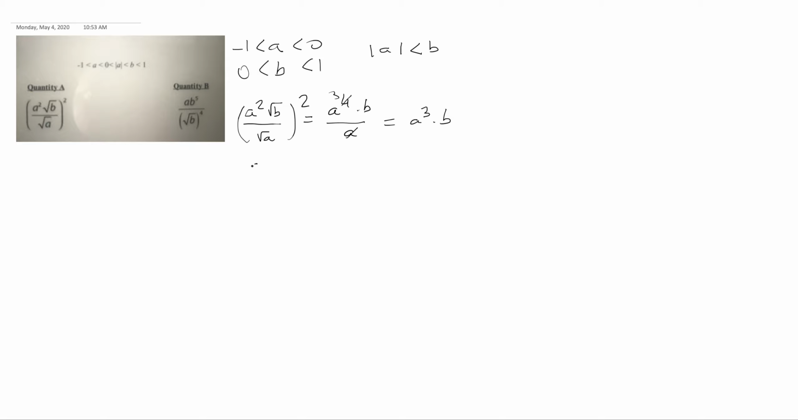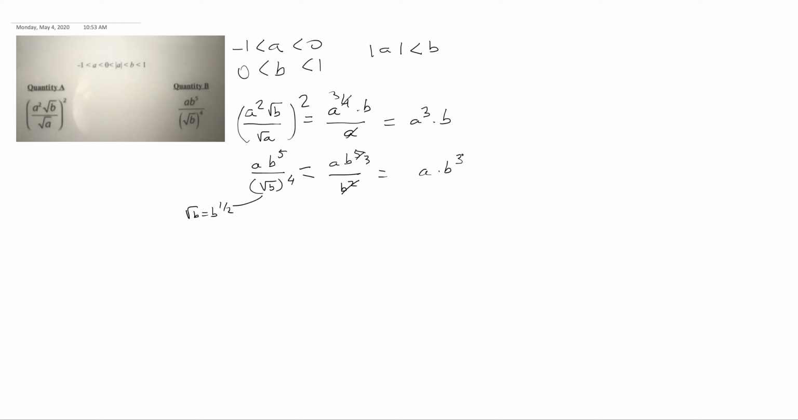And then for quantity B, we have A times B to the power of 5 divided by square root of B raised to the power of 4. It's important to know that square root of B actually equals B to the power of 1/2. And then when we raise it to the power of 4, we're going to multiply those two powers, and we're going to get B to the power of 2. Then we can further simplify this and get A times B to the power of 3.